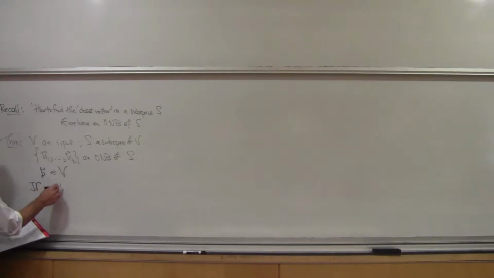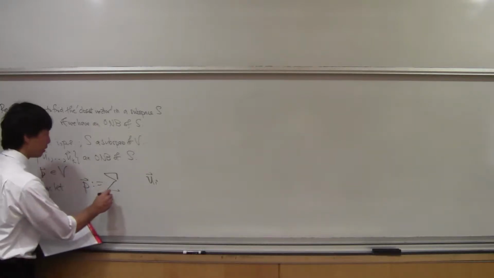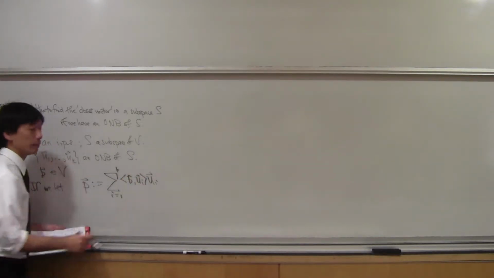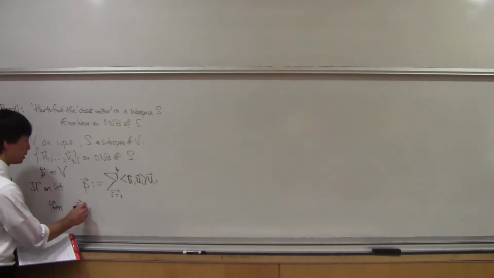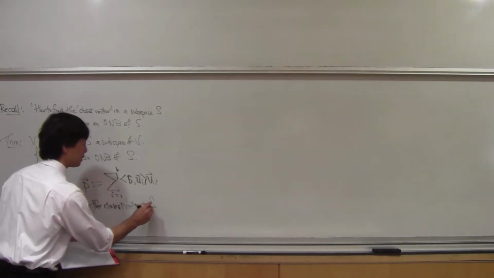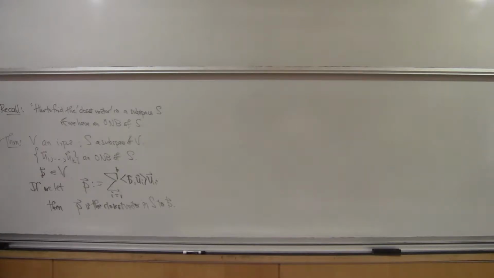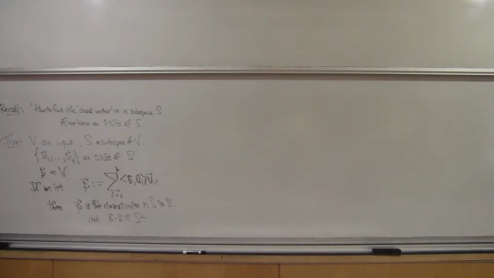If we let P be the linear combination of the UIs, I from 1 to K, that you get by taking the inner product of B against the UIs, with coefficients that look like this, then this P is the closest vector in S to B. And P minus B is in the orthogonal complement of S. So this is the theorem that we got last time.